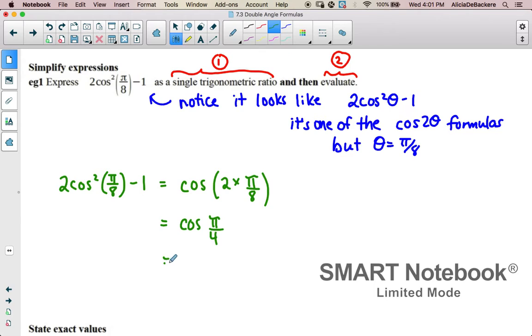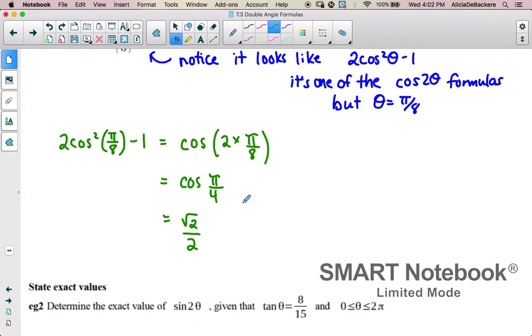Now I know what cos of pi by 4 is. That's just root 2 over 2. That's one of my special triangles. Or you might have written 1 over root 2 and then rationalized the denominator. So notice the question asked me to do two things. The first thing it asked me to do, I did right here. I wrote it as a single trig ratio. And the second thing it asked me to do was evaluate. I've done that here.